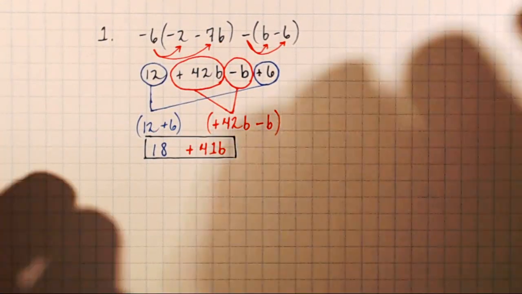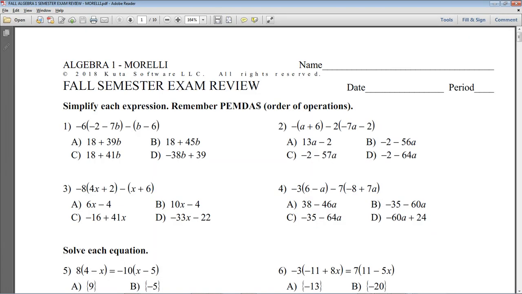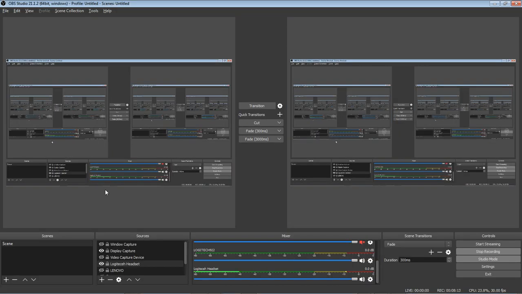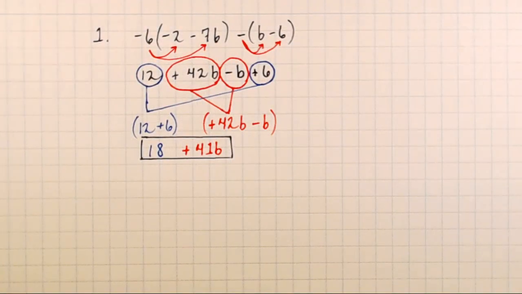And then check your answers to see if that's one of the answer choices. Okay, we'll transition back to the assignment, and we see that C is in fact the answer choice that corresponds with what we found, 18 plus 41b. Okay, so number 1 is C.